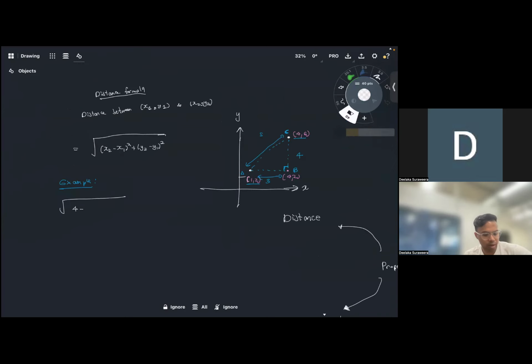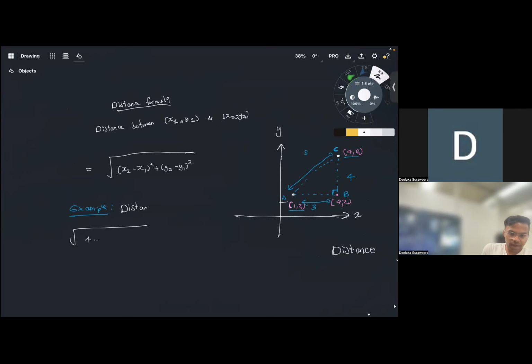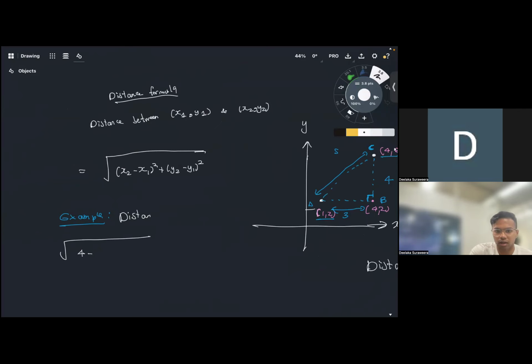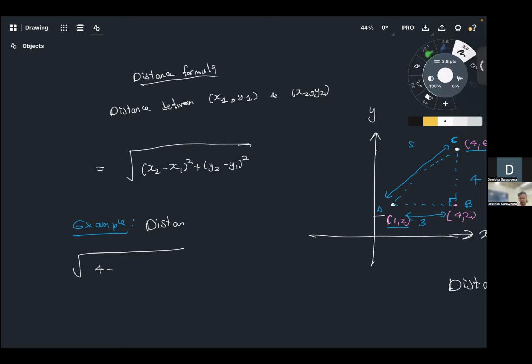I'm going to rewrite the question better as well. Is that square root of x2 minus x1 squared? Could you zoom up, please? Yeah, let me make this a bit bigger. Too small. All right. x2 minus x1 squared plus y2 minus y1 squared. Oh, 1. Okay, I thought there was a comma.